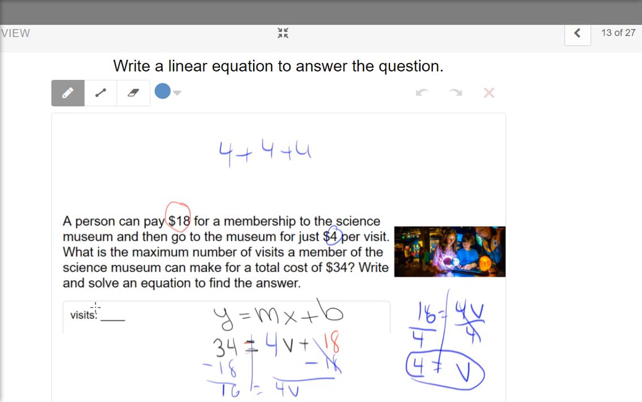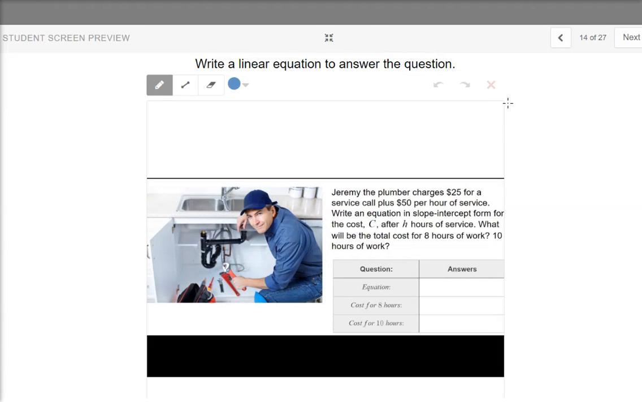So the question is, how many visits? 4 visits. What is the maximum number of visits a member of the Science Museum can make for a total cost of 34? Well, it's going to be 4 visits. For example, if you make 4 visits here, 4 times 4 is 16, and 16 plus 18 is going to be 34. So this is going to be $34, which is what the cost is. So if you make 4 visits, you're going to pay $34.